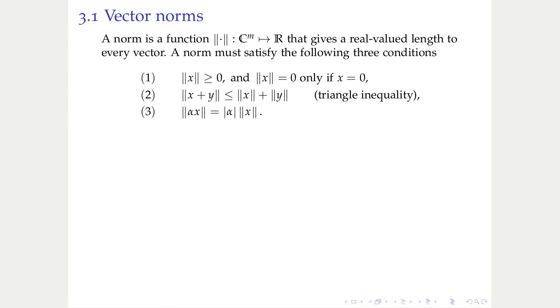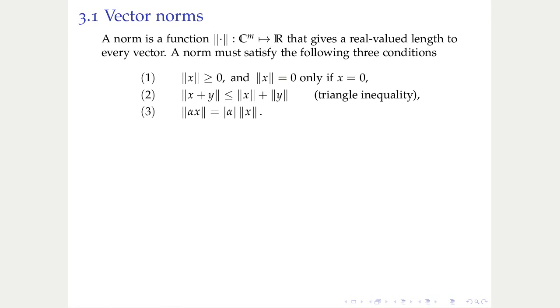And mathematically there are three conditions that a function has got to satisfy in order to be a norm. The first one is that the norm of a vector can only be 0 if the vector itself is 0. That sort of makes sense. And otherwise, the length of a vector has to be a positive number.